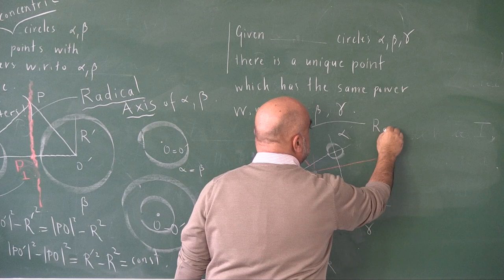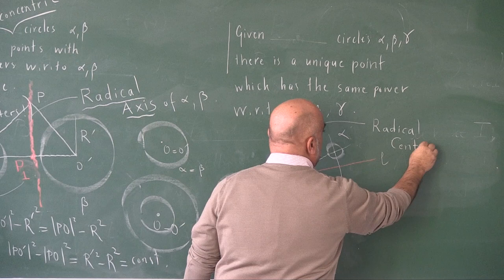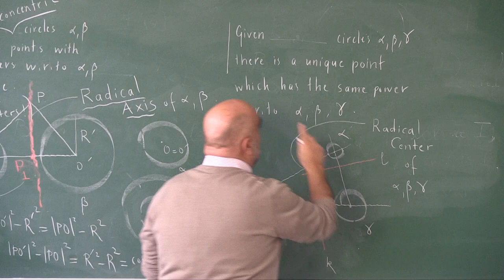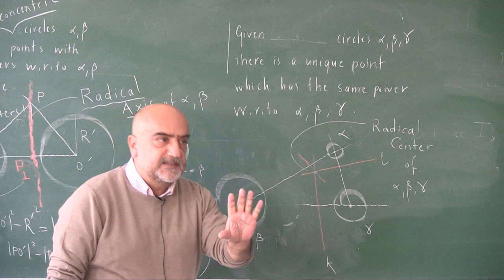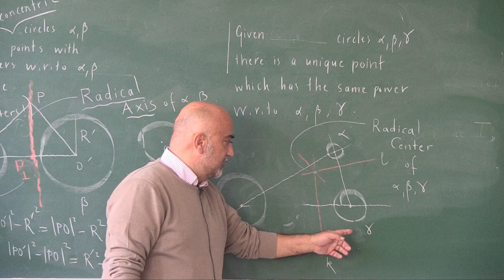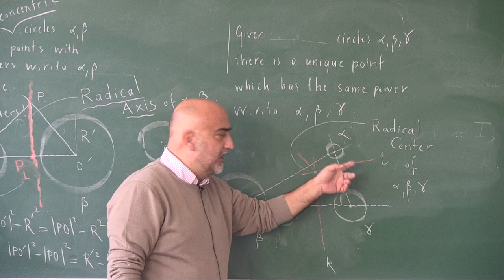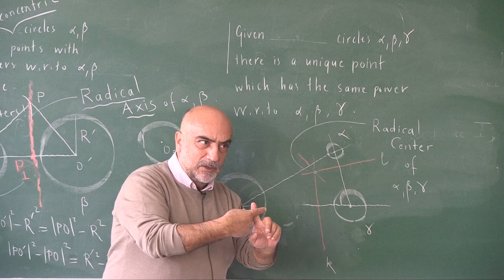Radical center of, course, alpha, beta, and gamma. Right. Now, what about the blank here? So what's the deliberate mistake that I have made? The crucial point in this argument is that the straight line K, which is the radical axis of gamma and beta, and the straight line L, which is the radical axis of gamma and alpha, intersect. I have assumed that. What if they do not intersect?